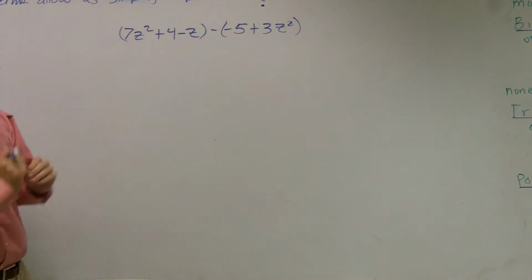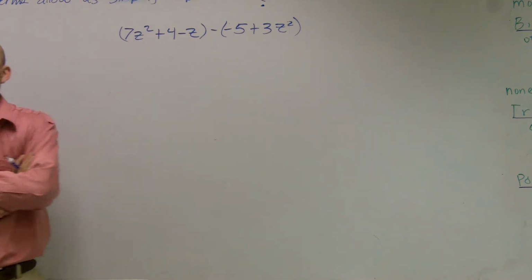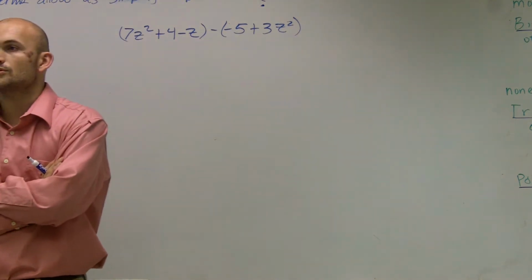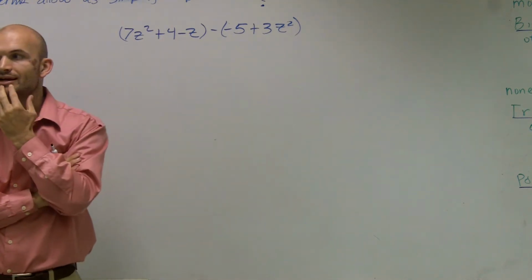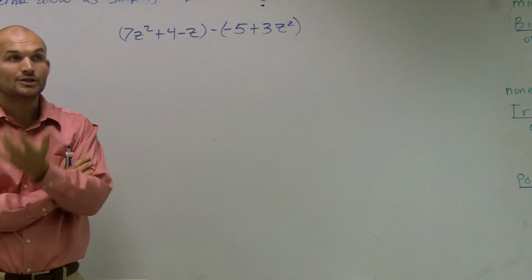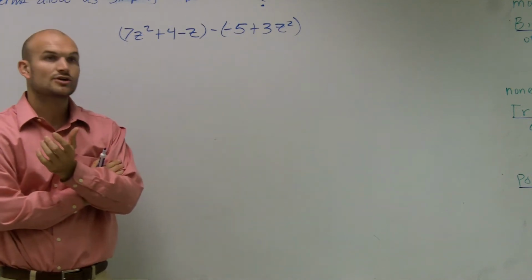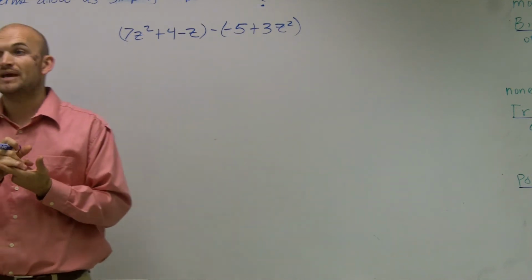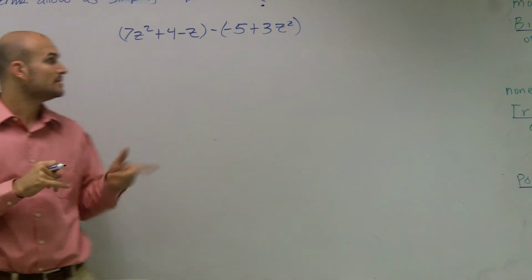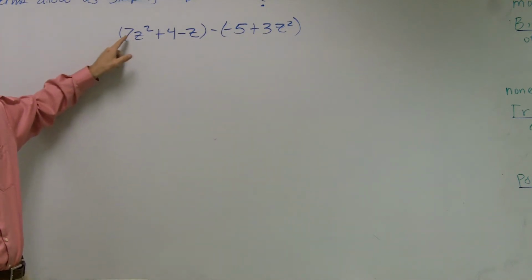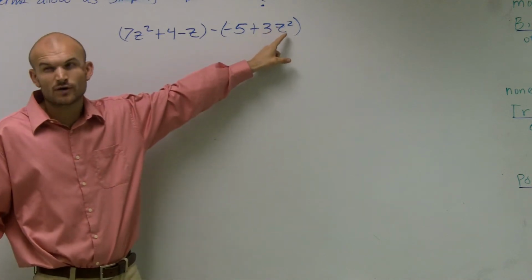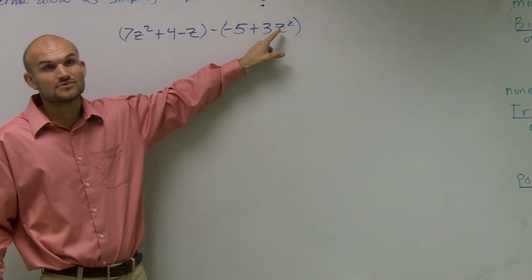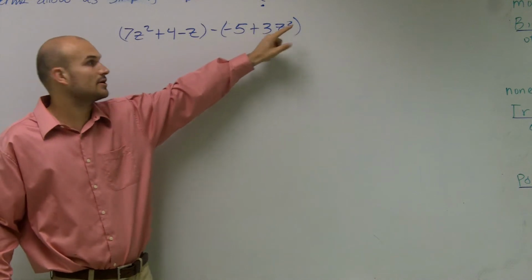For this video, what we want to do is subtract our two polynomials. There's a couple ways we can do this. First of all, the main important thing, guys, remember we talked about like terms. You can only subtract like terms when they have the exact same base and the exact same exponent. So I notice I can only subtract a 7z squared from this 3z squared. Why? Because they have the same base, which is z, and the same exponent.